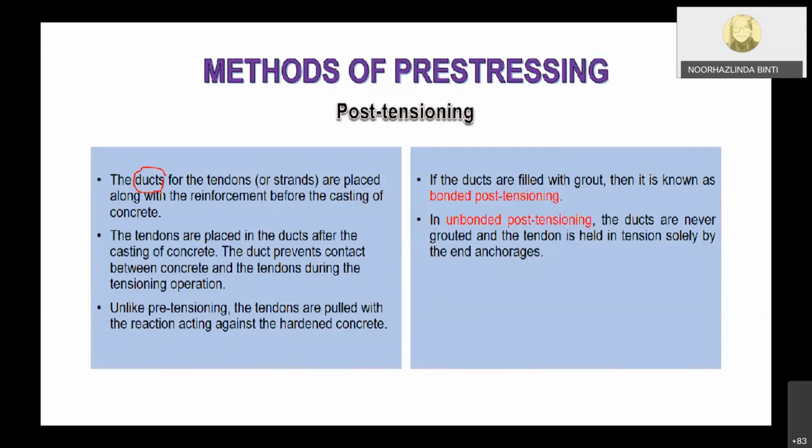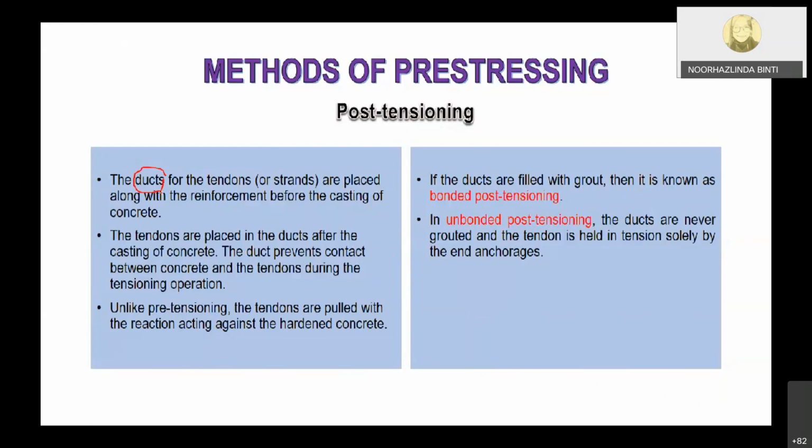We install the duct first. The duct is empty, there is no tendon inside that, together with the other reinforcement, and then we pour concrete. In the meantime, we wait for the concrete to harden. We put the tendon inside that particular duct. Once the concrete attains certain design strength, then we pull the strand or the tendon. That's how it is in post-tension.